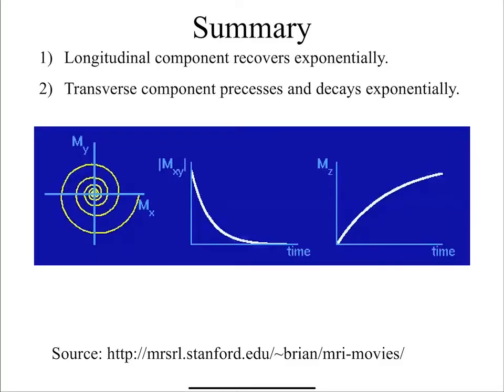Okay, so this is just a plot that summarizes what happens. So we're looking at the magnetization here in the transverse plane. You'll see this death spiral, and let's just see what it does.